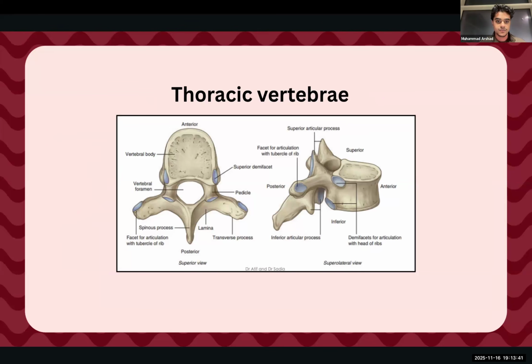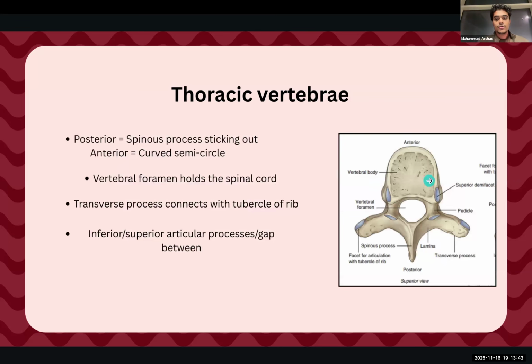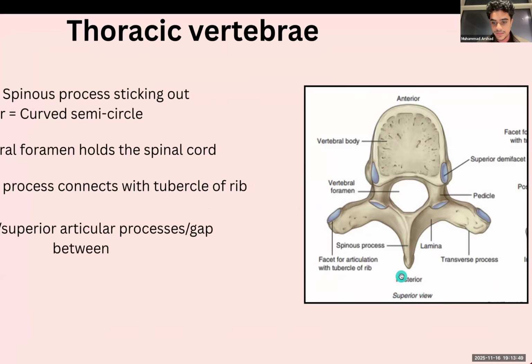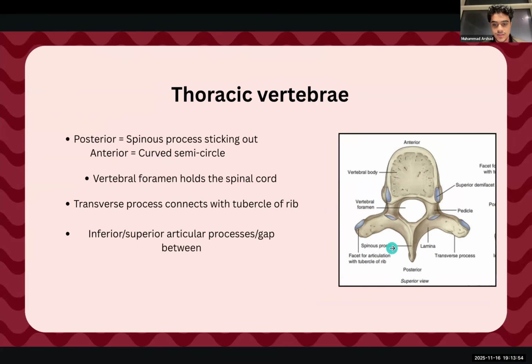Now we need to talk about the thoracic vertebrae. So let's work our way from posterior to anterior again. Posteriorly, first of all, you're going to have this spinous process that's going to be sticking out. And then you're going to have these facets, and these facets are just for the articulation with the tubercle of the rib that we previously spoke about. These transverse processes as well, this is for the articulation with the tubercle of the rib.